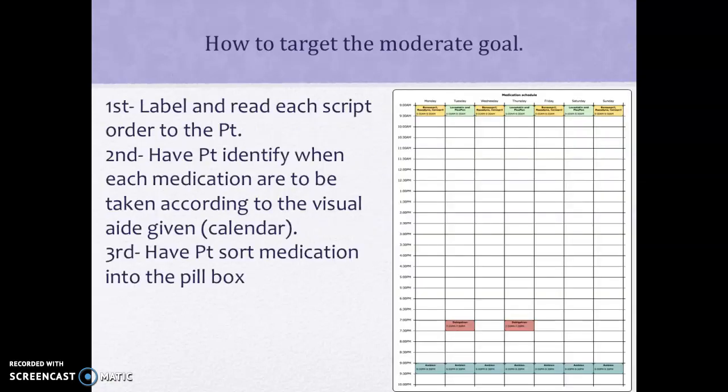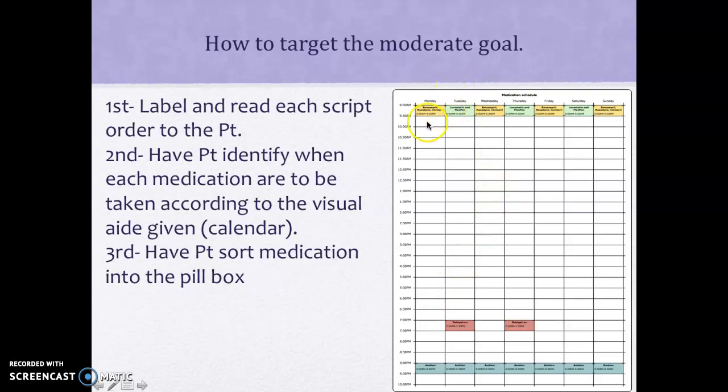Now, to target the moderate goal, I state that I, the clinician, will label and read each script order to the patient. Now, once I read and label each script order to the patient, what I would have the patient do is identify, using the visual stimuli, when the medication is to be taken, and then I would have the patient sort again in their pill box.